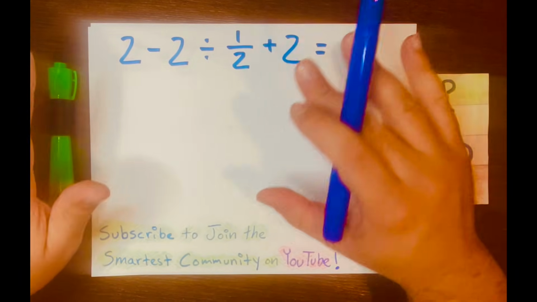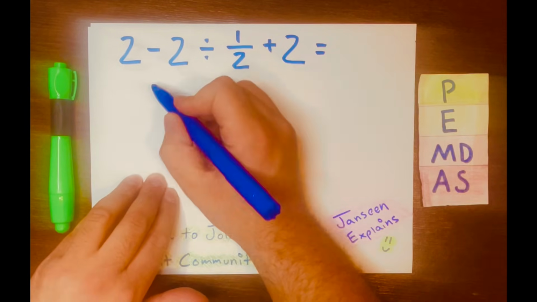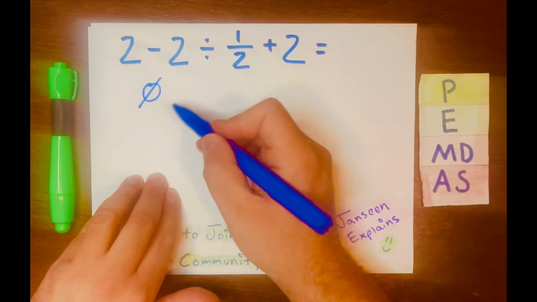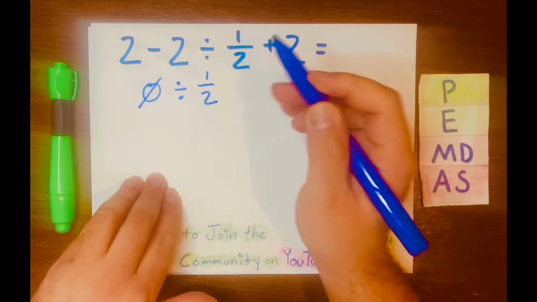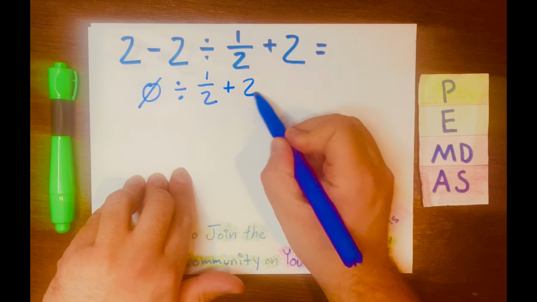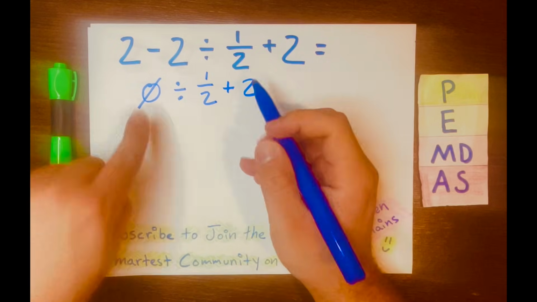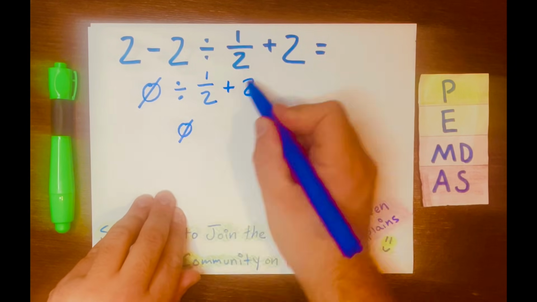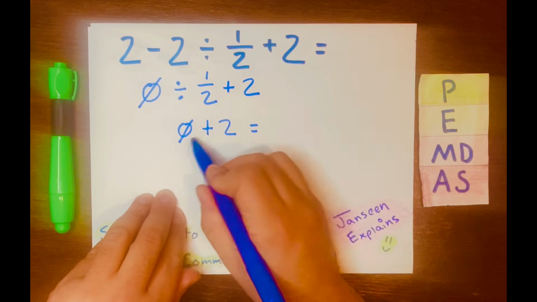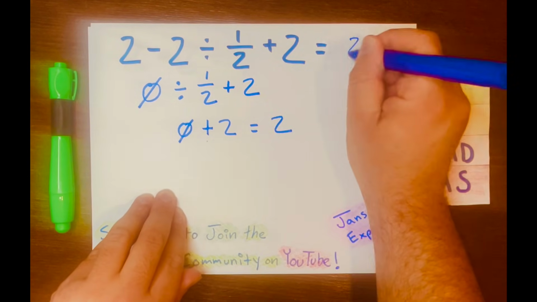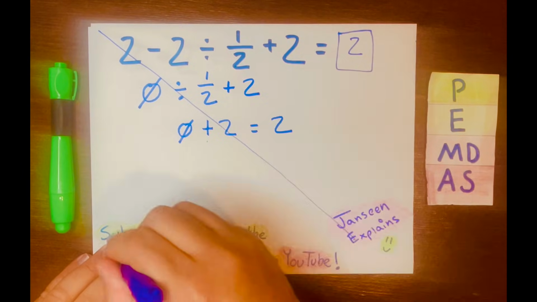Some people, when they see this math problem, will start with 2 minus 2, so they'll write 0 like this. Bring down the division symbol, and then the 1 over 2 plus 2. Then they'll divide 0 divided by 1 over 2, that equals 0. Bring down the plus 2, and so the answer is 0 plus 2 is 2. And so they'll write 2, and that is the answer. And that is so wrong.